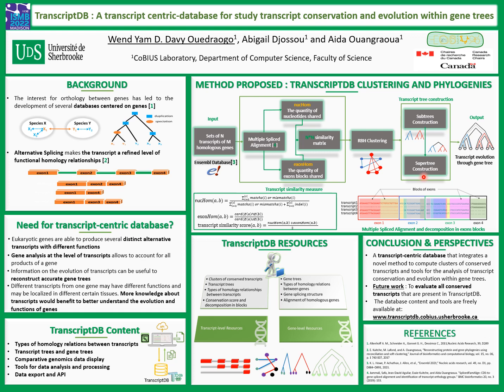The first step constructs the transcript subtrees in congruence with gene trees for each transcript cluster resulting from the TranscriptDB clustering. Then the second step is to construct a transcript supertree by combining all subtrees based on the transcript similarity measure and reconciliation with the gene tree. The resulting supertree is used to infer homology relationships between transcripts.